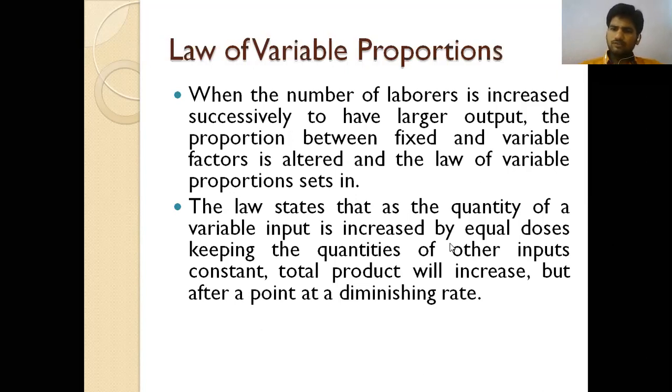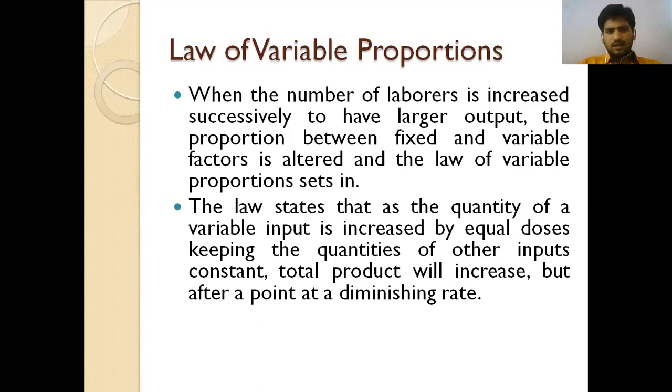Equal doses means we are going to increase the same type of inputs by one small amount each time. For example, at a particular time we increase by 10 units, then the next time we increase by another 10, so the increase is an equal dose of 10. With such an increase in the inputs, what will the total output be? Will the total product increase or not? Is the product increasing at a diminishing rate, or at different rates?